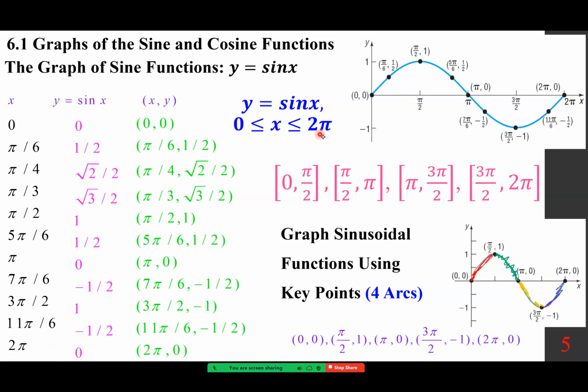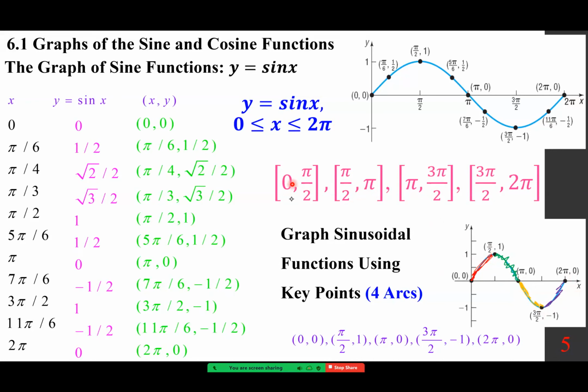4 equal parts. When you divide this by 4, you get pi over 2. That's why we get 0 to pi over 2. And then we add pi over 2 to that, becomes pi. So from pi over 2 to pi. Then we add pi over 2, and again pi to 3 pi over 2, and finally 3 pi over 2 to 2 pi. This is ultimately the faster method.